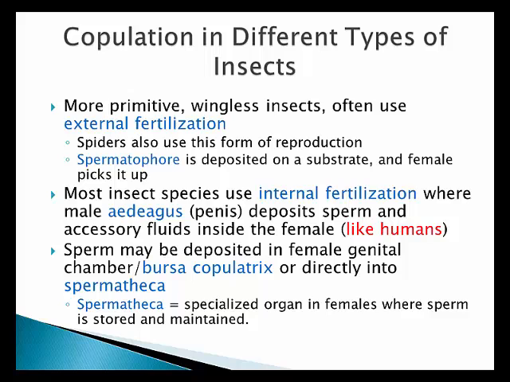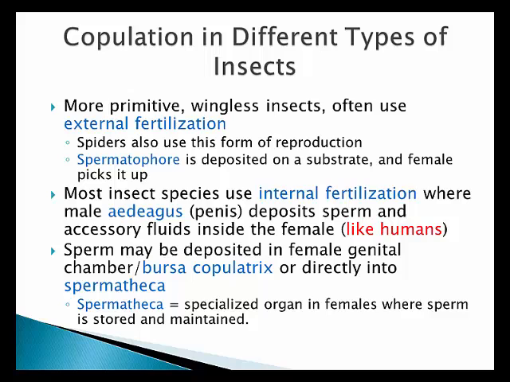So this is called external fertilization and is considered a fairly primitive form of reproduction in insects because it doesn't do much to ensure that the sperm and the egg actually get together. And the male of the species can never be sure that the fertilized eggs that are ultimately produced have come from his sperm.